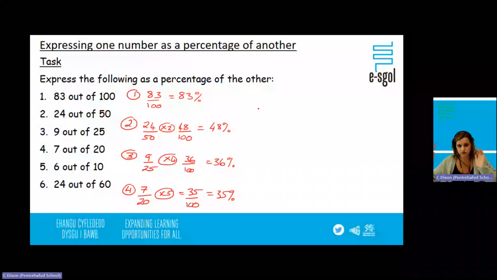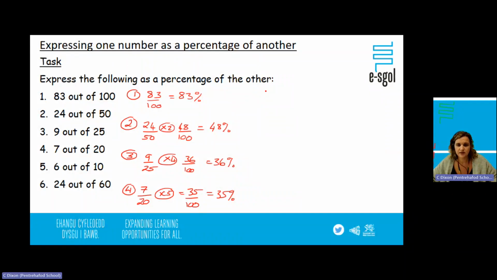So we've got 2 more to do. I'm going to move over to the right-hand side. Question 5, 6 out of 10. 10 goes into 100 10 times, so it times by 10, giving you 60 out of 100, 60%.